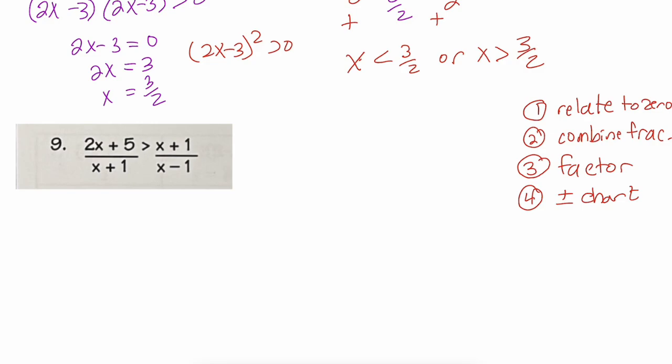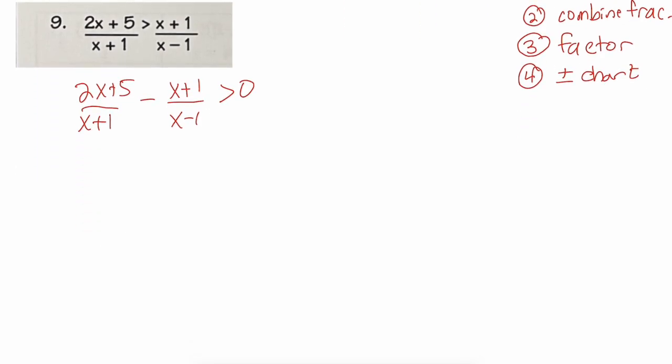Okay, so the first thing we have to do for number 9 is relate it to 0. So let's just take our 2x plus 5, leave it alone, but let's subtract our x plus 1 from both sides so that we have 0 on the other side. Now, it doesn't matter which side you move to, but for inequalities, we can see it a little clearer if we keep it on the left side, because then our symbol, if it's positive greater than 0, it would be positive, less than 0 would be negative.